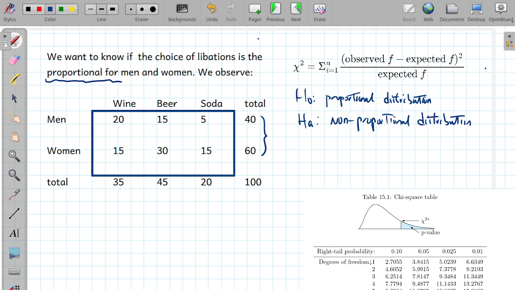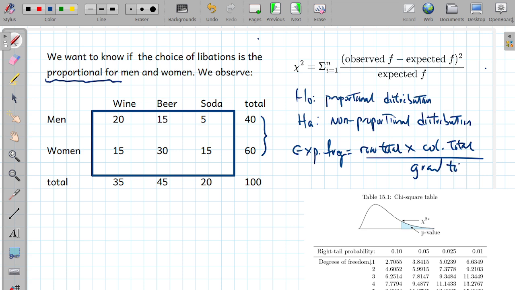Okay. So remember, expected counts are going to be, let's write this down, expected frequencies, same thing. That's going to be a row total times the column total divided by the grand total. Grand total being 100, so that's going to make this easy.